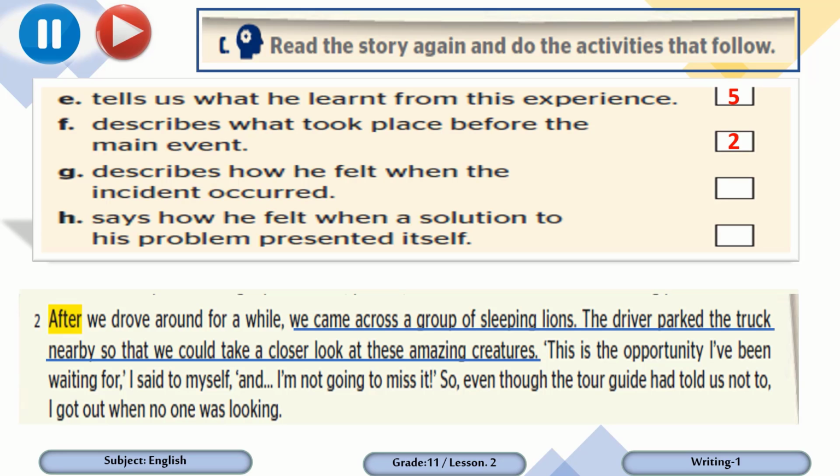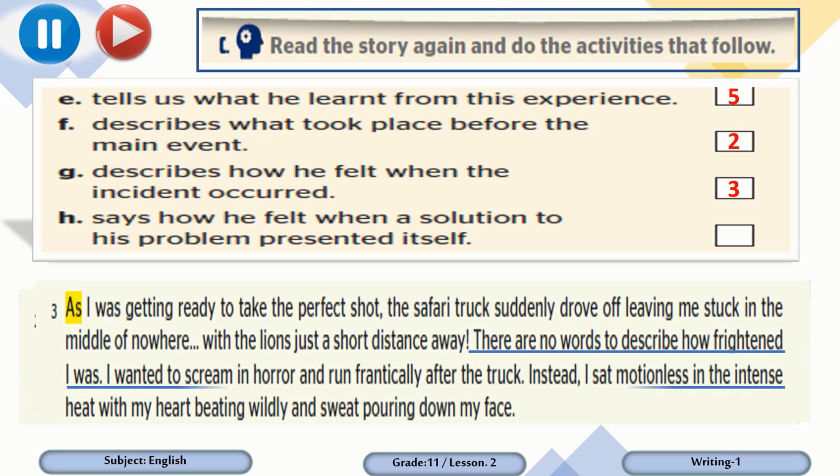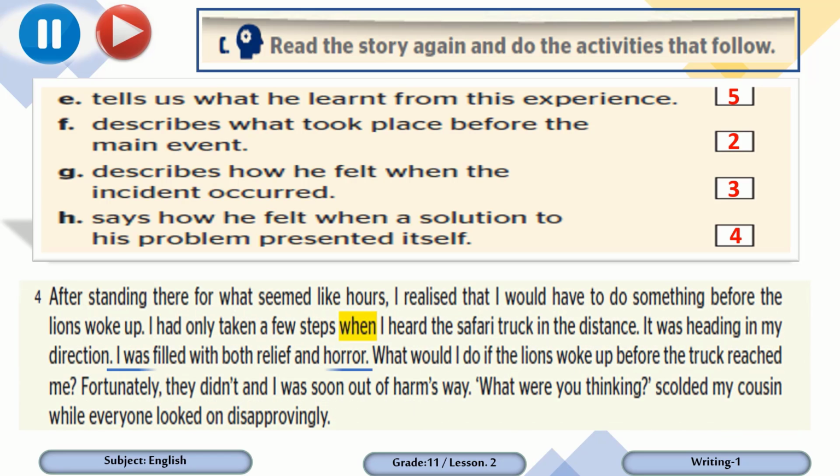J. In which paragraph does the writer describe how he felt when the incident occurred? Excellent, paragraph number 3. And here is the answer. And the last one, letter H. In which paragraph does the writer say how he felt when a solution to his problem presented itself? Excellent, paragraph number 4. And here's the answer. Thank you very much.